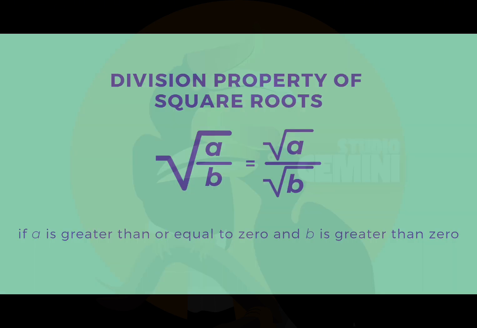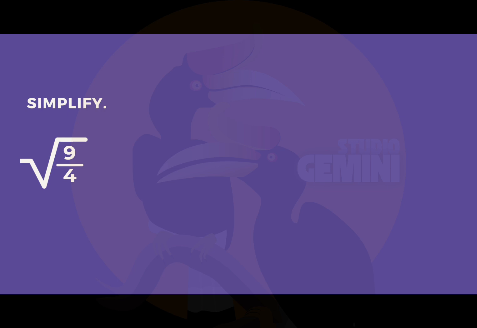The division property of square roots allows the square root of a divided by b to be written as the square root of a divided by the square root of b, provided a is greater than or equal to 0 and b is greater than 0. Let's take a look at an example. We want to simplify the square root of 9 over 4. We'll use the division property of square roots to rewrite this as the square root of 9 divided by the square root of 4. Well, we know the square root of 9 is 3 and the square root of 4 is 2, so this is just 3 over 2.